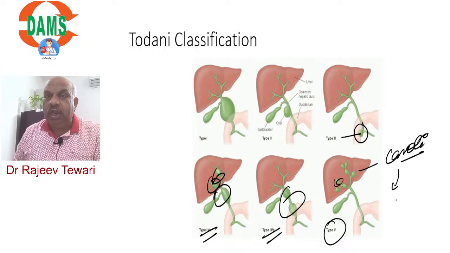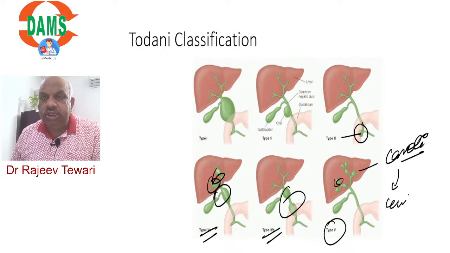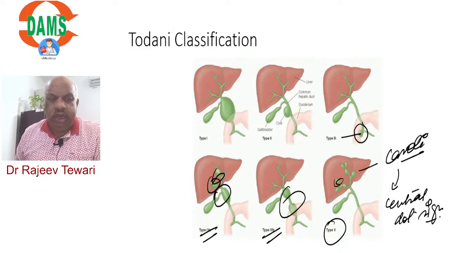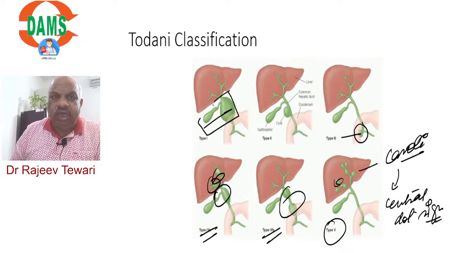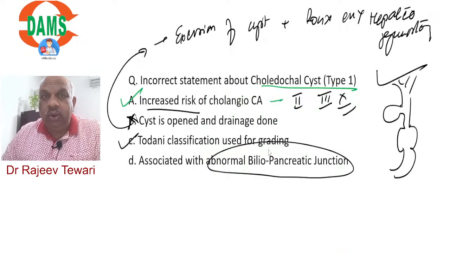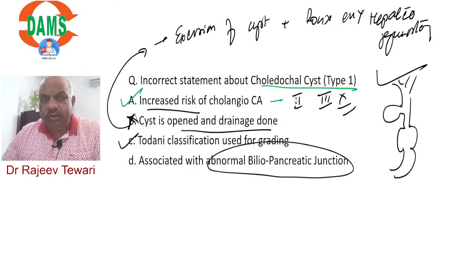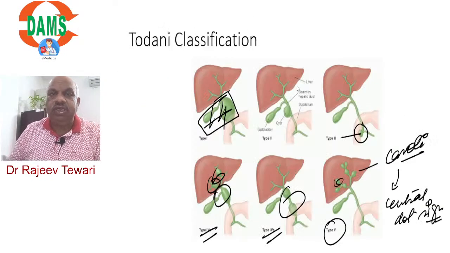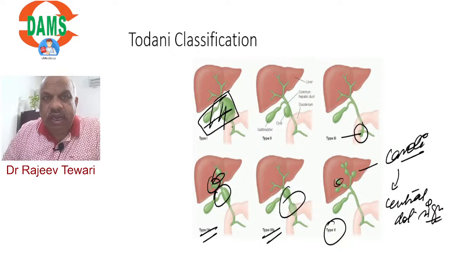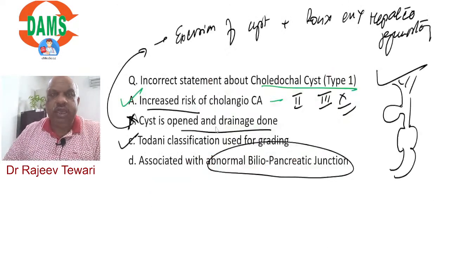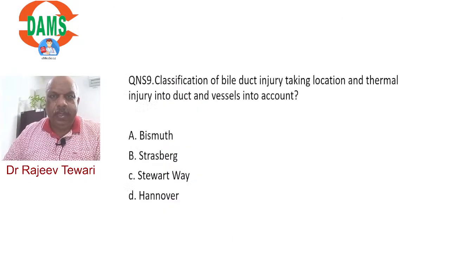Another question frequently asked is the central dot sign. Central dot sign in Caroli's, that's a sign on CT scan. So in type 1 you have to excise the cyst along with the gallbladder and do Roux-en-Y hepaticojejunostomy. You never drain the cyst. You don't even drain the cyst into the duodenum due to the risk of ascending cholangitis as well as cancer. So obviously the answer is B.